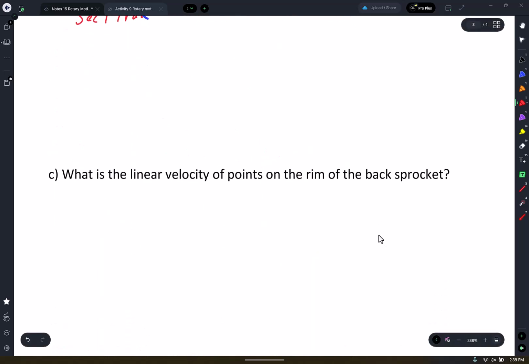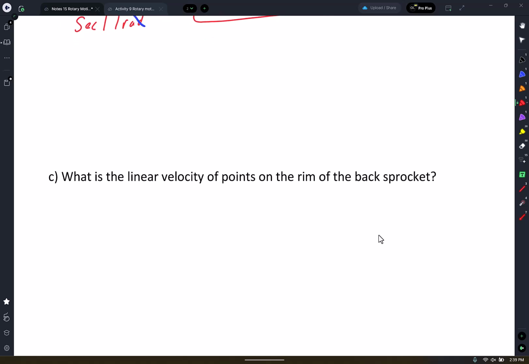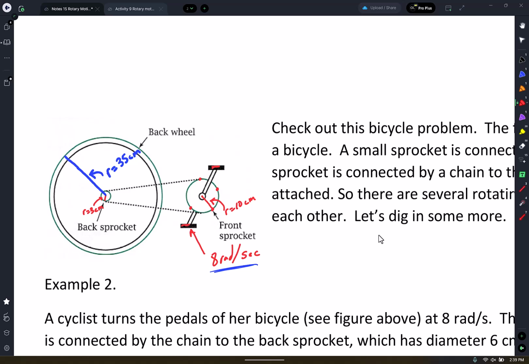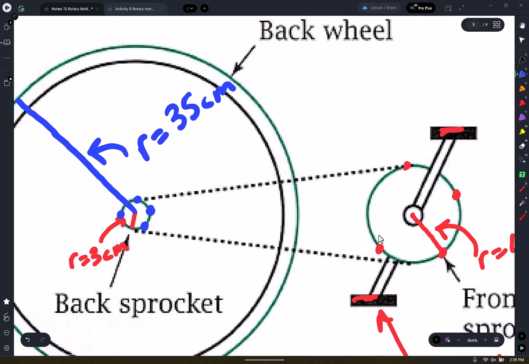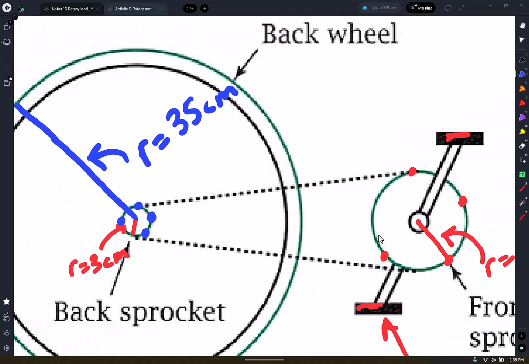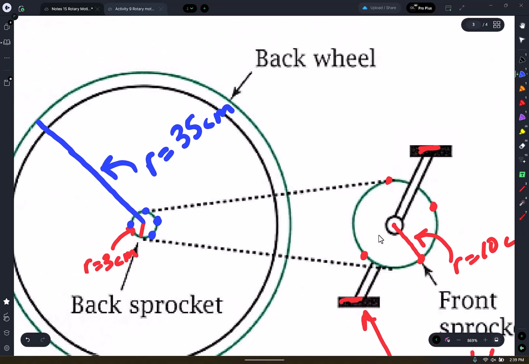What is the linear velocity of points on the rim of the back sprocket? Let me zoom in. They want to know the linear velocity of points on the rim of the back sprocket, so these blue dots right here. What's the linear velocity of that back sprocket there? Take a guess. I don't know, it's late. What is it? How fast is the chain moving at the front sprocket? What's my linear velocity of the front sprocket?